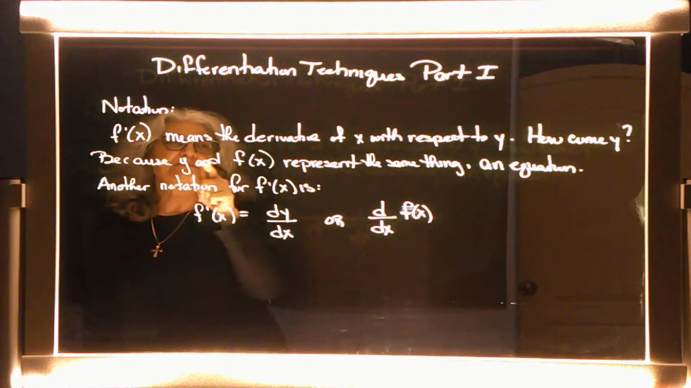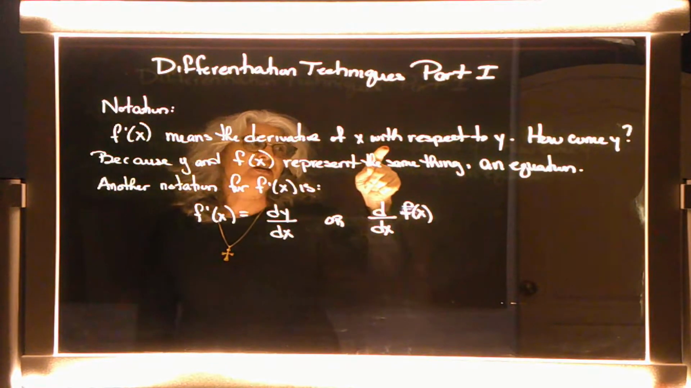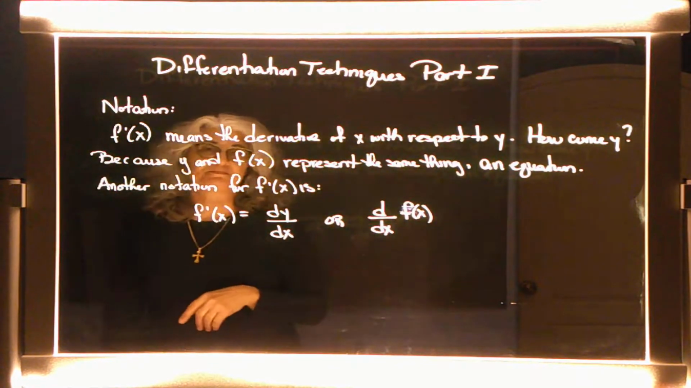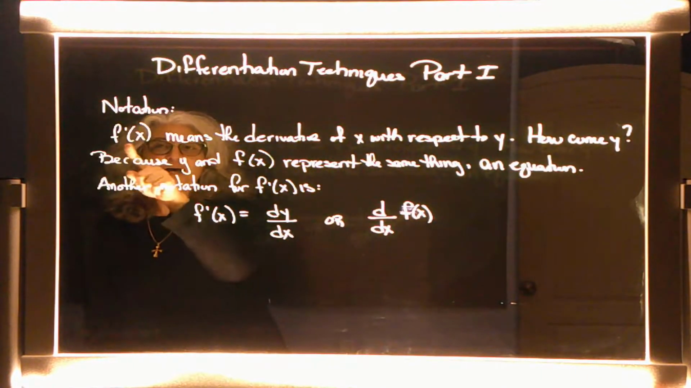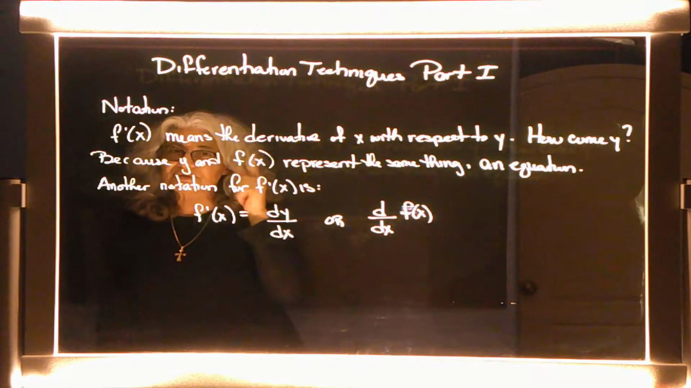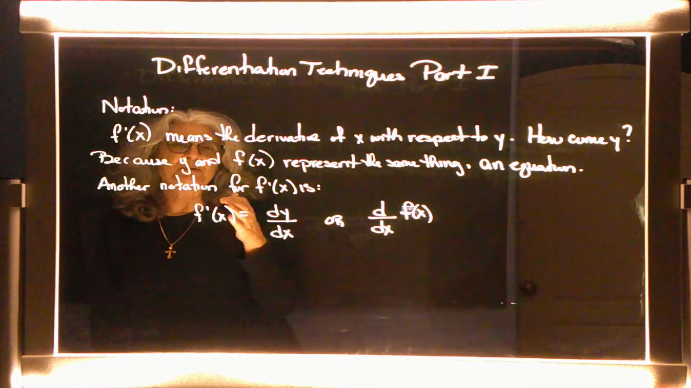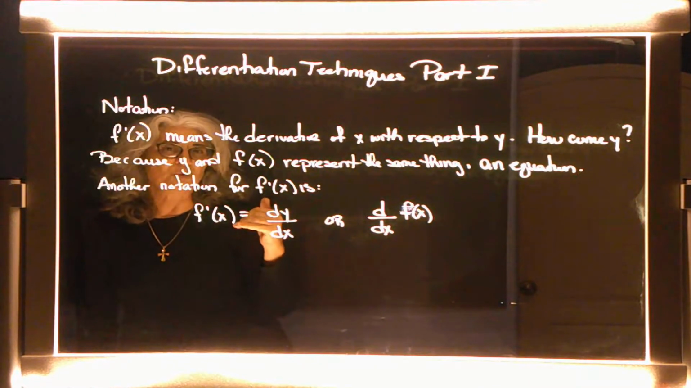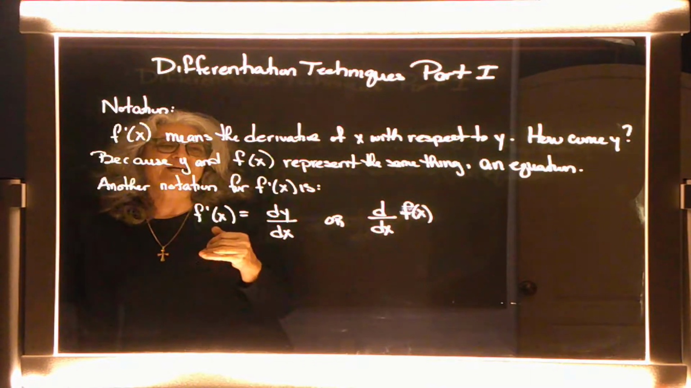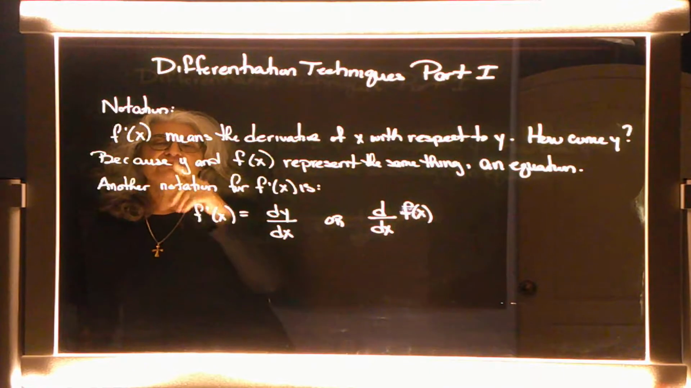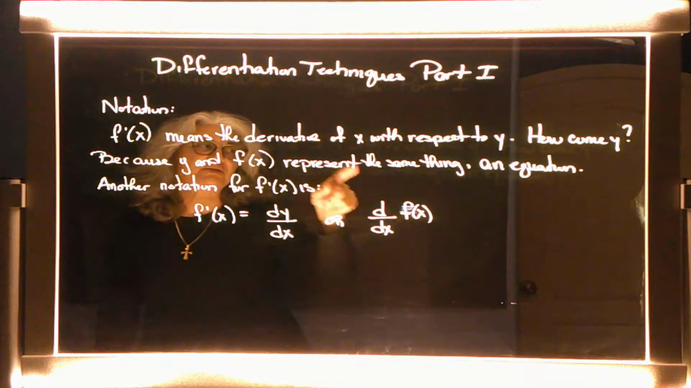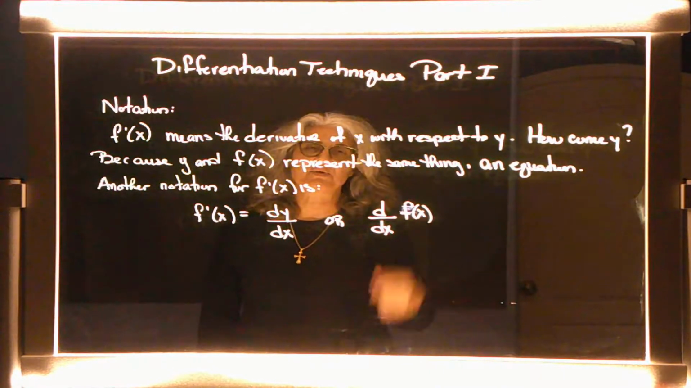F prime of x means the derivative of x with respect to y. Now you're like, how come y? Because y and f of x represent the same thing. Remember, f of x took the place of y when we realized the equation became a function, right? So, because y and f of x represent the same thing, an equation.